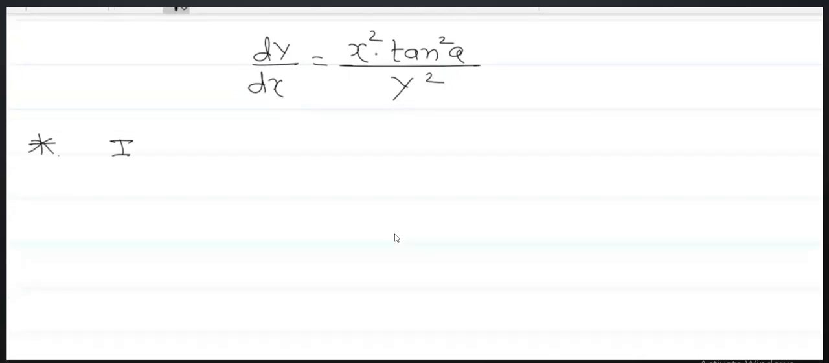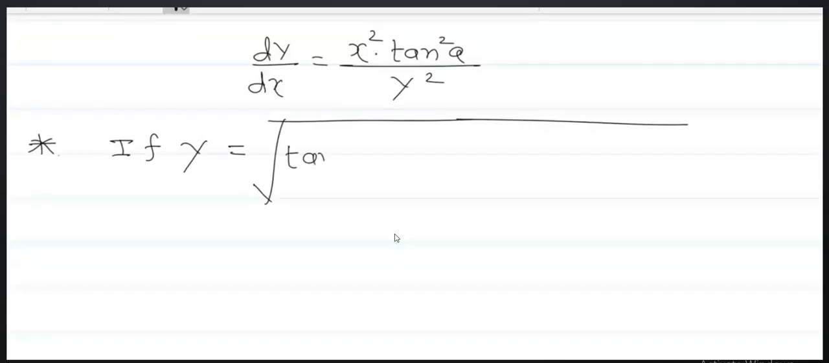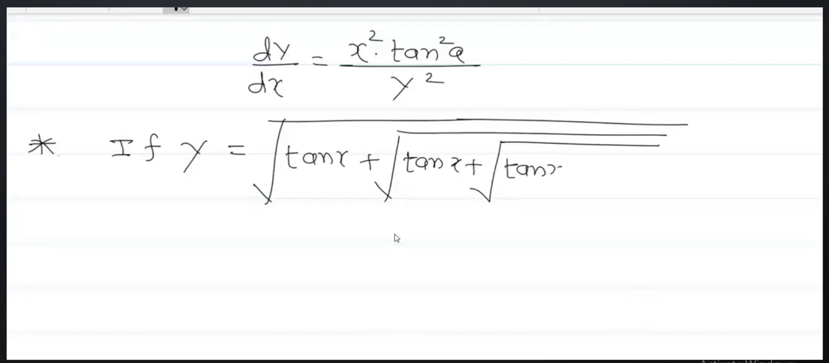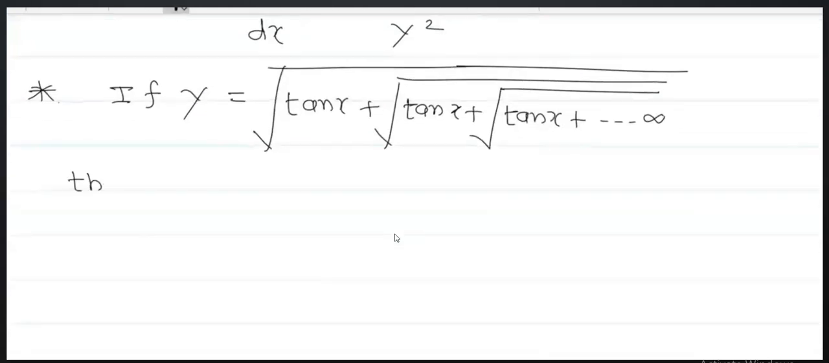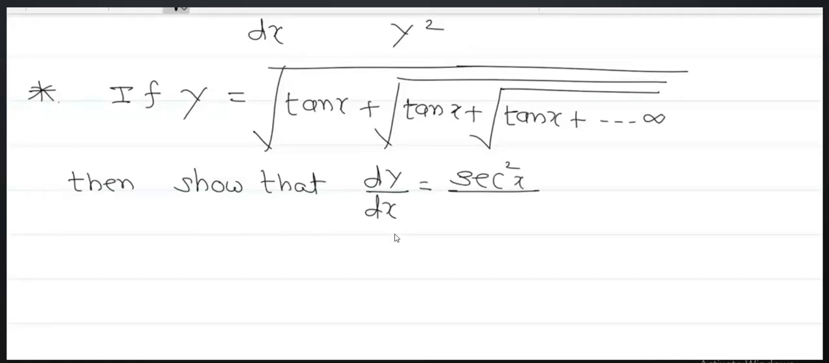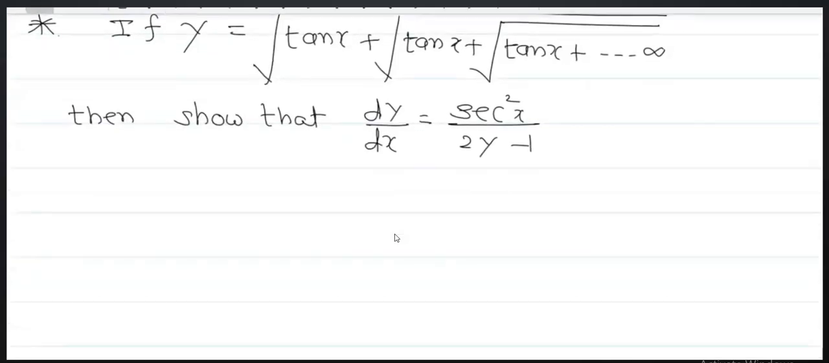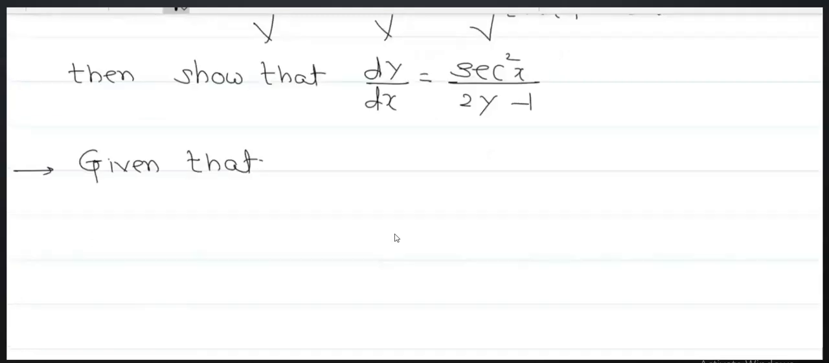Now the next is a very famous example. All these solved examples are very important. That is, if y is equal to root of tan x plus root of tan x plus root of tan x up to infinity, then show that dy by dx is equal to sec square x upon 2y minus 1.